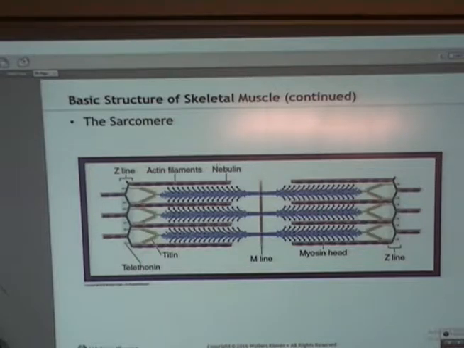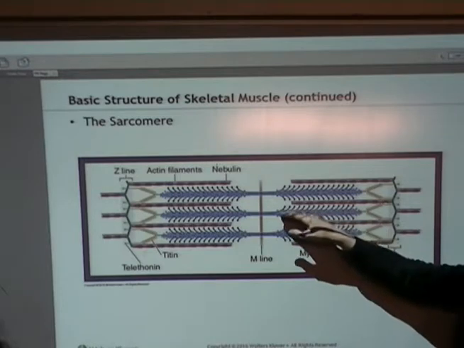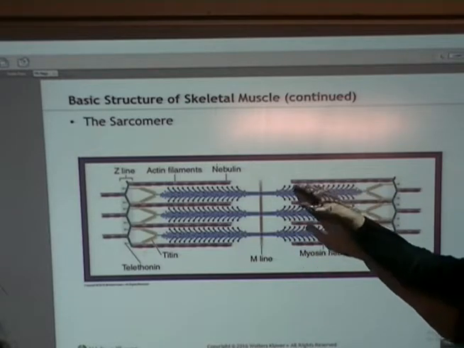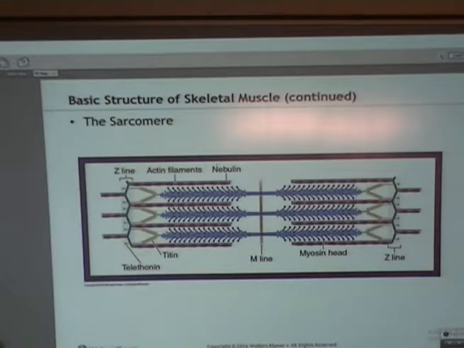Right? And this layout of the protein filaments in line with each other like this is what gives skeletal muscle a striated appearance when you look at it under a microscope. And so some people call skeletal muscle striated muscle. Depends which resource you're looking at. Okay.